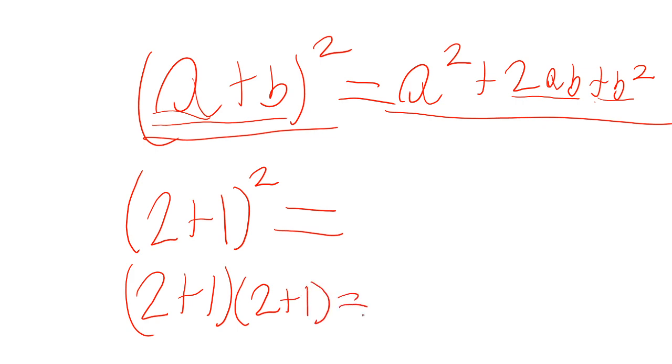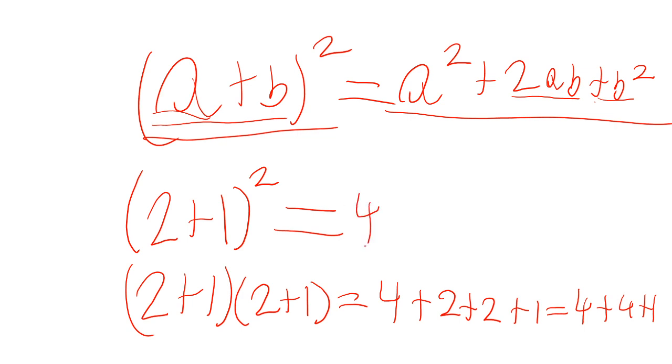Let's see what we get. 2 times 2, that's 4, plus 2 times 1 is 2, plus 2, plus 1. This is equal to 4 plus 4 plus 1. Notice what we did. We squared the first term, 4. The product of the terms in the binomial is 2.